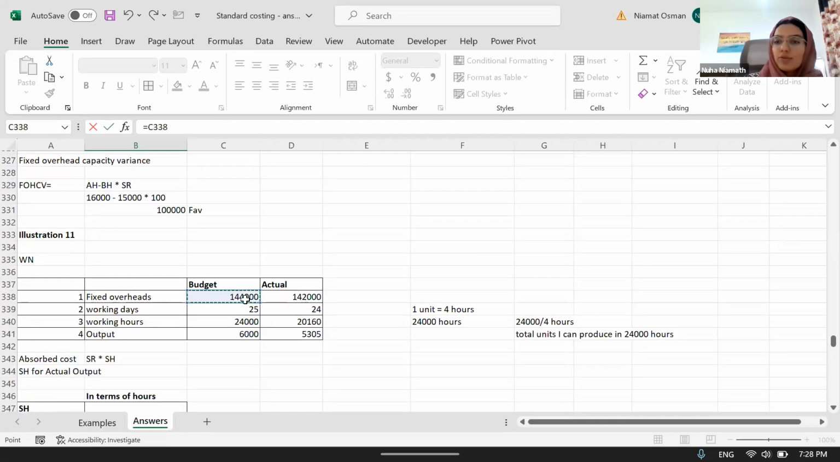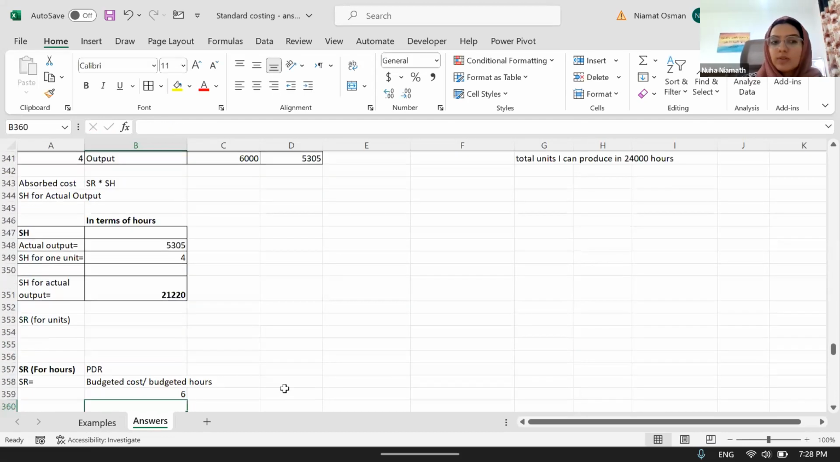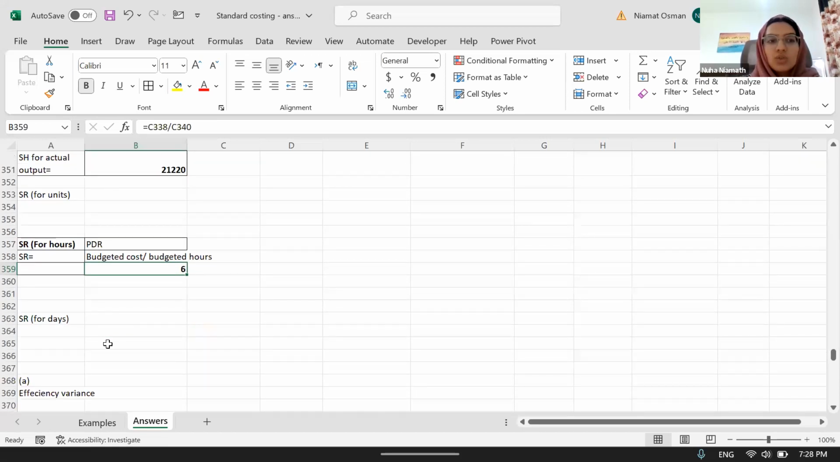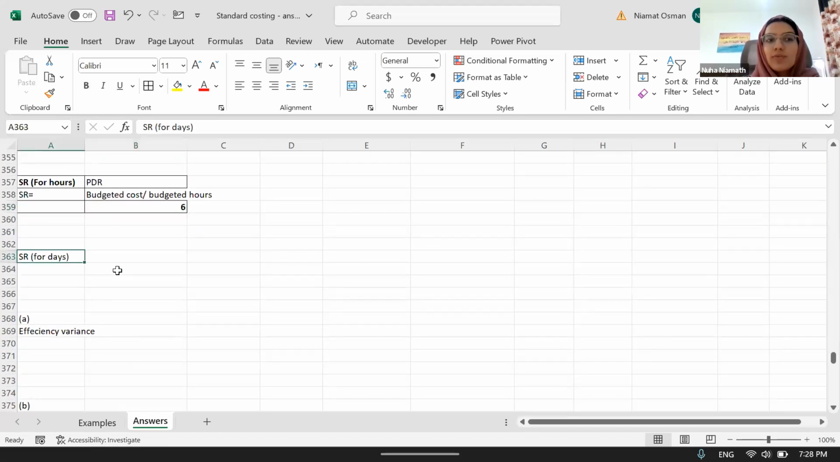Budgeted cost is 1,44,000 divided by budgeted hours, 24,000. So that gives me a standard rate of 6 rupees per hour. Everybody clear here with the calculation of standard hours and standard rate? Perfect. Okay. So now let's go for standard rate for days because this will help us in capacity variance.